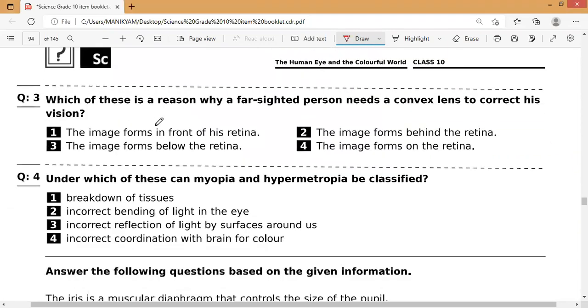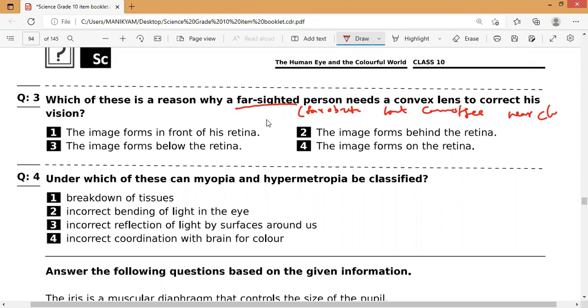Next, second one: which of these is a reason why a far-sighted person needs a convex lens to correct his vision? Very simple. First of all, we need the far-sighted person. What is another name for far-sightedness? Hypermetropia. He can see far objects clearly, but he cannot see near objects.